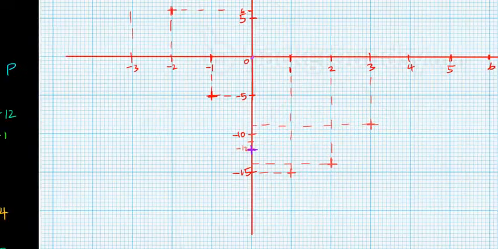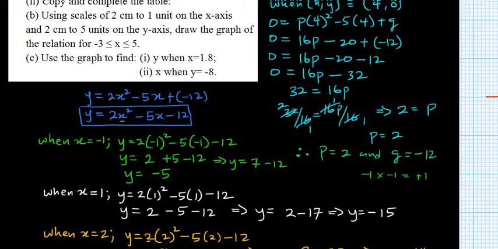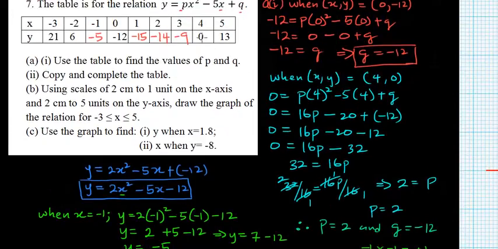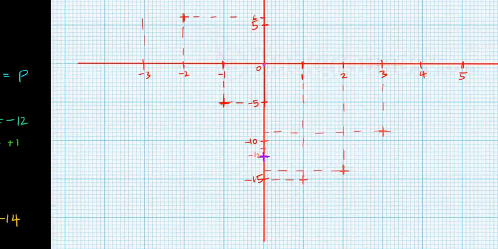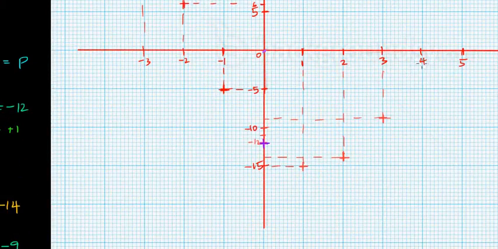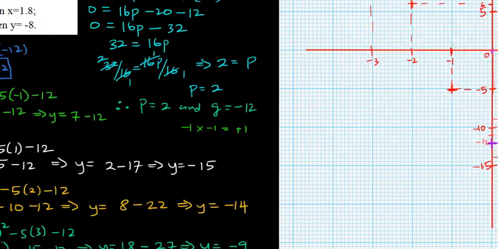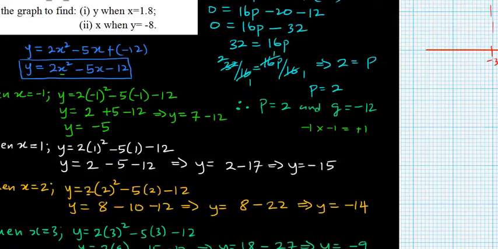So let's go again. When x is 4, y is 0. When x is 4, this is 4 here, y is 0. So mark this point. When x is 4, y is 0. That's that. Then let's go to the table.